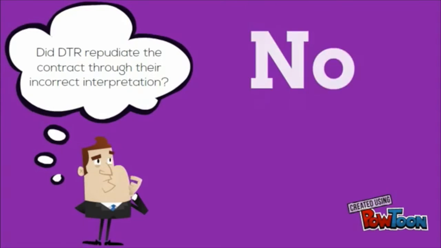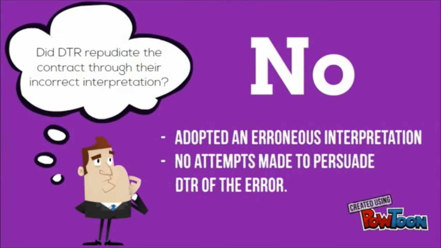Yes or no? The correct answer is no. Here, there was no repudiation as DTR were not persisting willy-nilly. However, it is important to note that erroneous interpretation is only a defence to repudiation, not for any other breach.